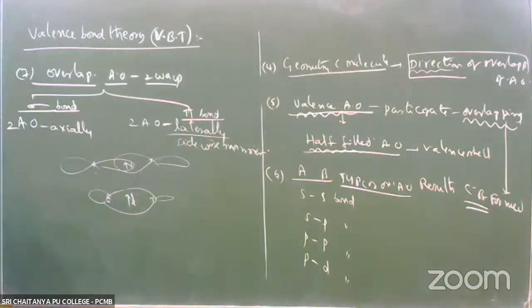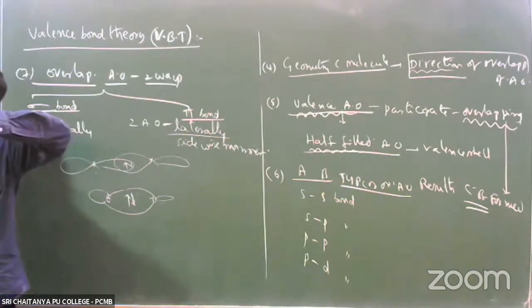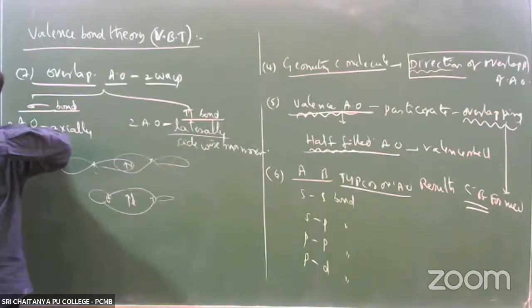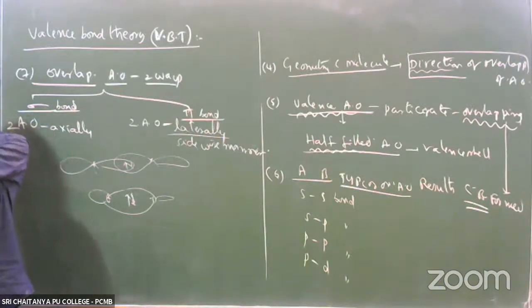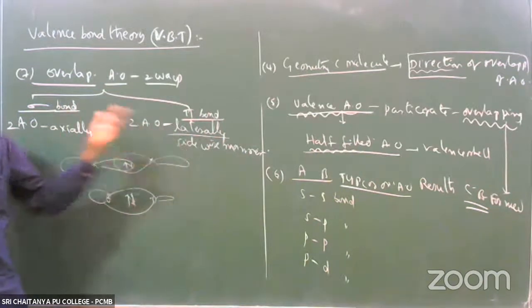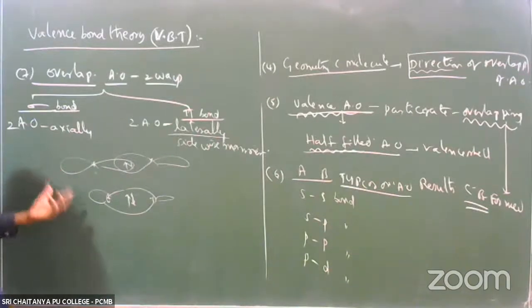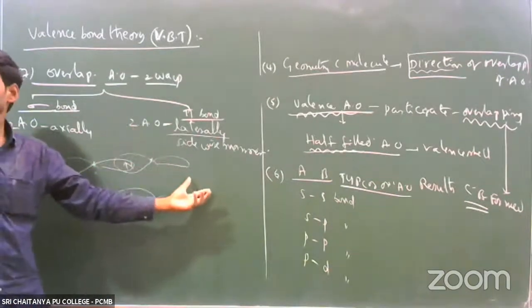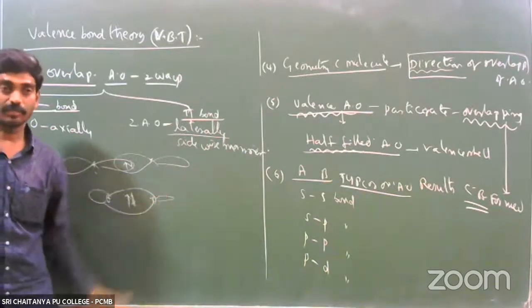Why is the sigma bond a strong covalent bond? Because along the internuclear axis, maximum overlapping is possible. That results in a strong covalent bond. But in lateral side overlapping, maximum overlapping is not at all possible. That's why it is a weak covalent bond. So the pi bond is a weak bond, and the sigma bond is a strong bond. Why? Because maximum overlapping is possible in the sigma bond, and maximum overlapping is not possible here. Minimum overlapping results in a pi bond.